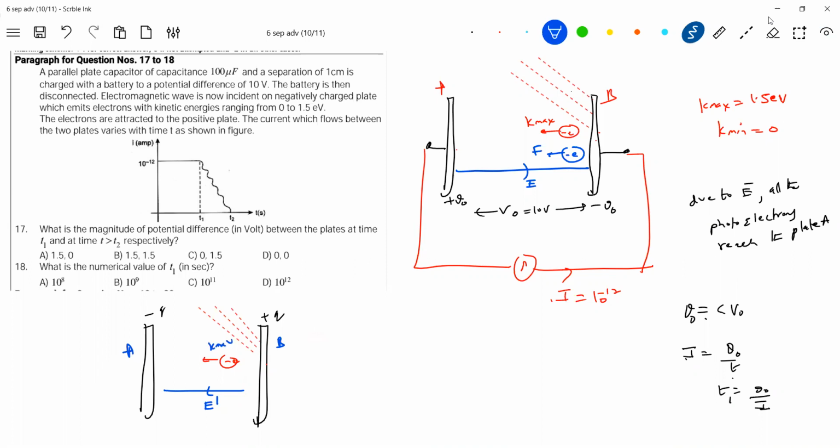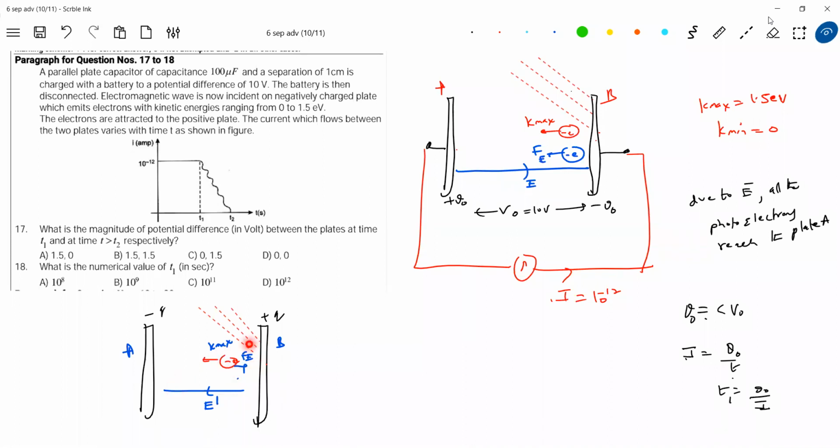K max electrons having energy will try to move. What about the zero kinetic energy electron? In what direction will it experience a force? Look at the electrostatic force which I am showing here now. The electrostatic force acting here will be towards right, so it will retard. So the zero kinetic energy electron cannot reach here.